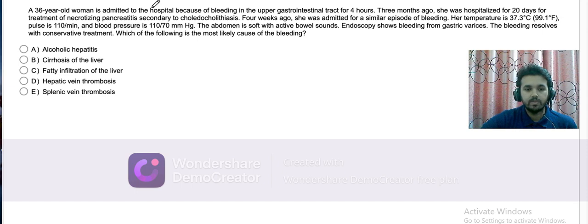Okay, so bleeding from gastric varices. The bleeding resolves with conservative treatment. Which of the following is the most likely cause of the bleeding?